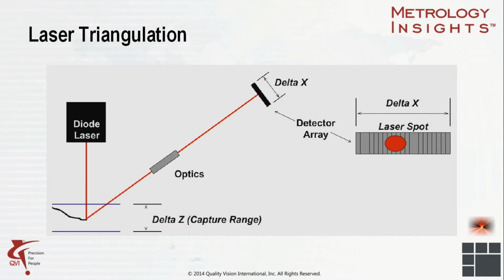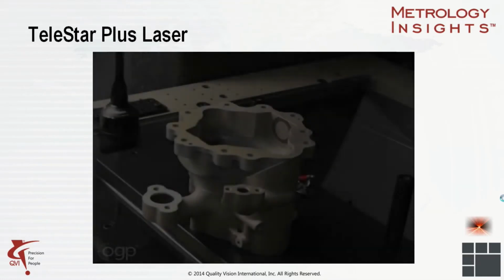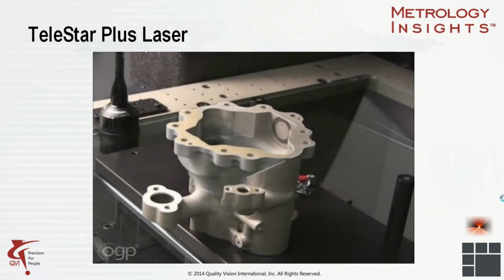Conventional lasers have a preset capture range and working distance, with the working distance typically being relatively short. Thus, it is not easy to measure deep inside a part using a triangulation laser. For these situations, other types of laser sensors are needed. Our patented Telestar Plus is designed to handle these types of challenging situations.